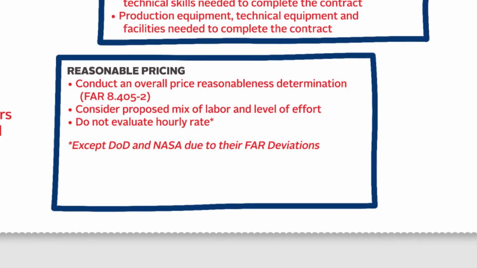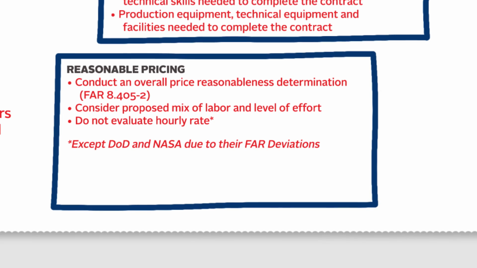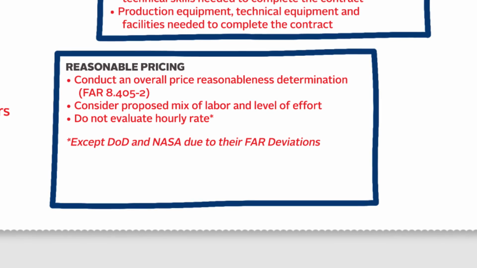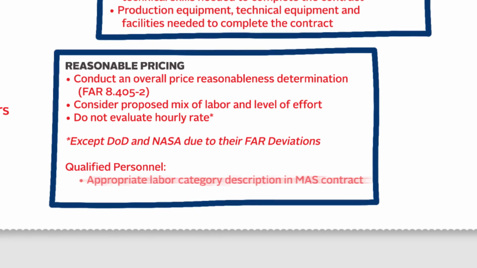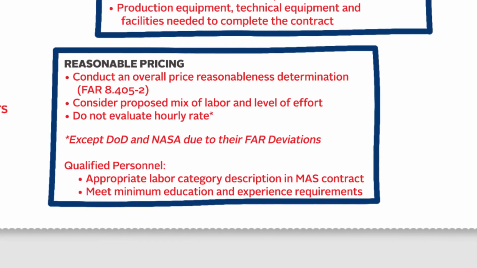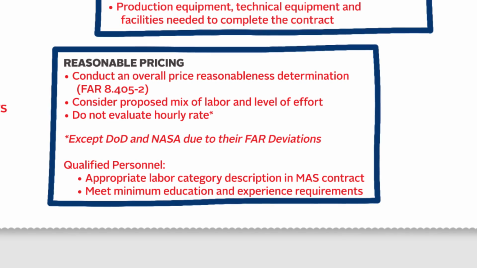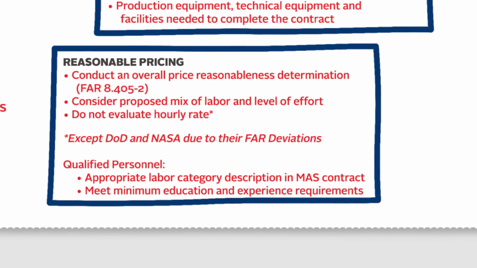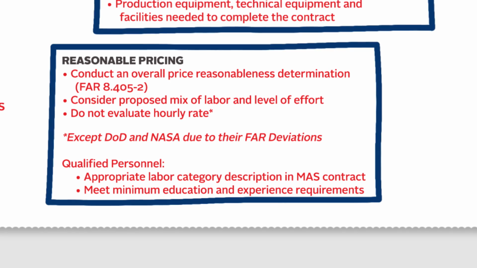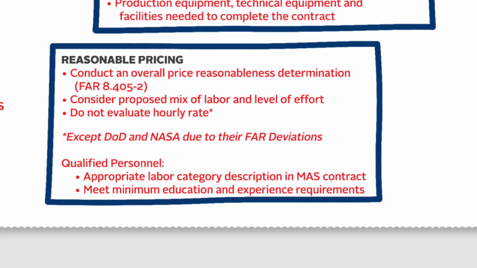GSA is responsible for establishing the rates and for determining that the rates are fair and reasonable at the schedule contract level. The ordering activity must also ensure that the personnel proposed meet the minimum education and experience requirements stated in the MAS contract, and whose labor category description in the MAS contract is appropriate to satisfy the statement of work in the requirement.